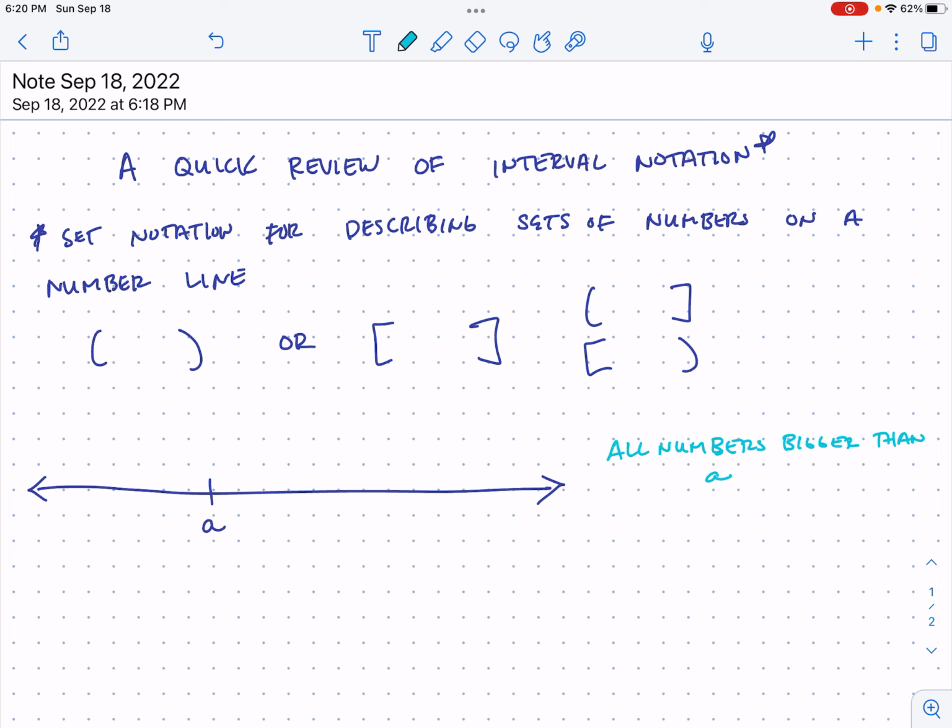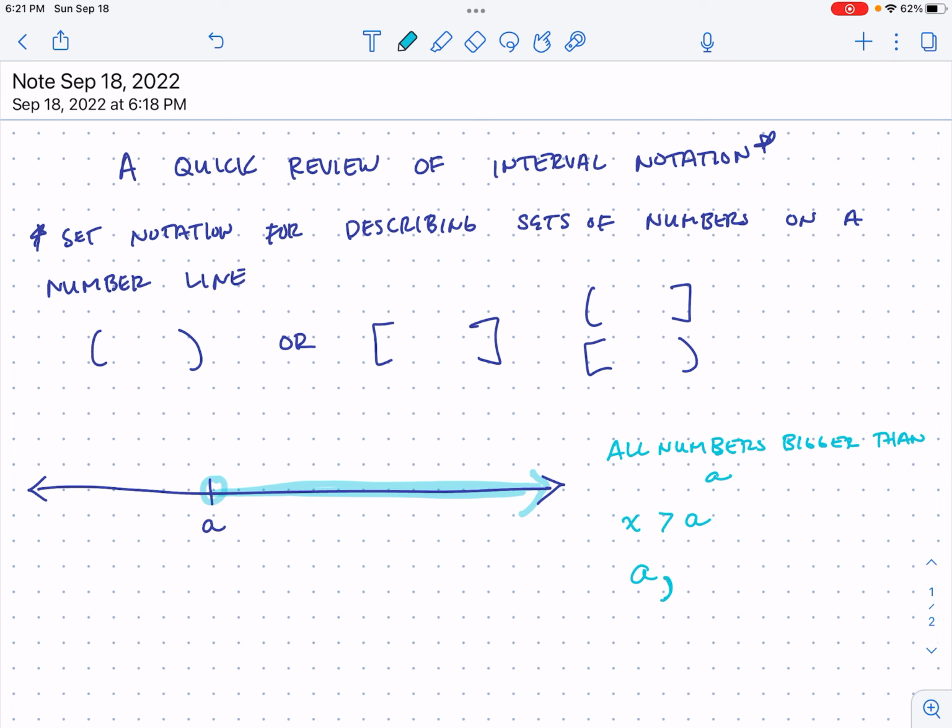So we know that using greater than or less than signs, we would write this as X bigger than A. On the number line, we would see it as this stuff over here to the right of A, and we don't include A because A can't be bigger than itself, so we might put a little circle there. In interval notation, we're going to write the interval. It starts at A, and it goes until infinity.